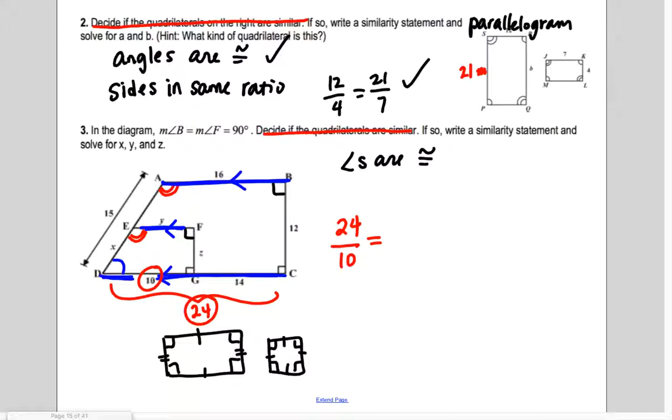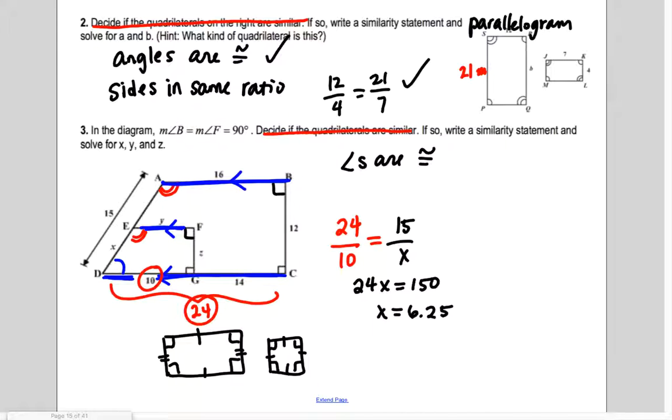What would I need to do in order to find x? This side right here. It's going to be 15 over x. Do you see that? If I do big over small, I want to do big over small in the next one. So I'm going to have 24x equals 150. So I do 150 divided by 24, and I get x equals 6.25.